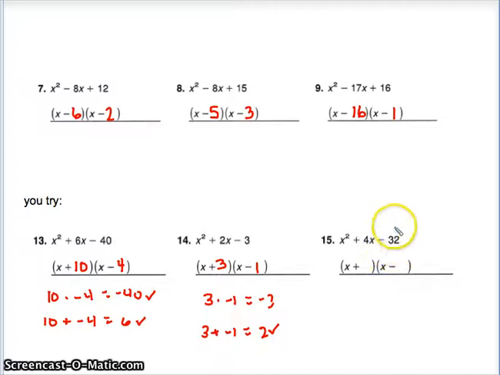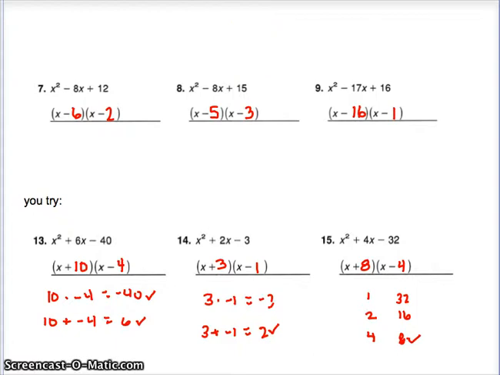Okay, last one here. Factors of negative 32 that add up to be 4. Start listing your factors of 32. We got 1 and 32. We got 2 and 16. We've got 4 and 8. Boom, there we go. Now it's time to decide what's positive and what's negative. We want a positive 4 here, so we're going to go 8 minus 4, and that'll be our final answer.